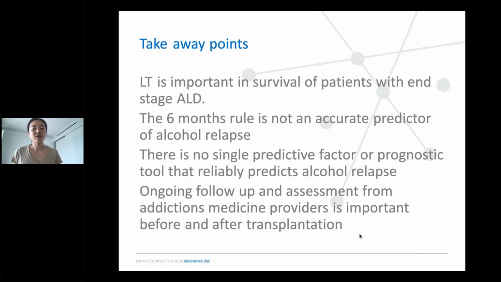Frankly, there is no single predictive factor or prognostic tool that can reliably predict alcohol relapse. Alcohol use disorder is a very complex biopsychosocial disease that is difficult to assess in this way, but addiction medicine providers are an important piece of the puzzle in providing ongoing follow-up and assessment before and after transplantation.